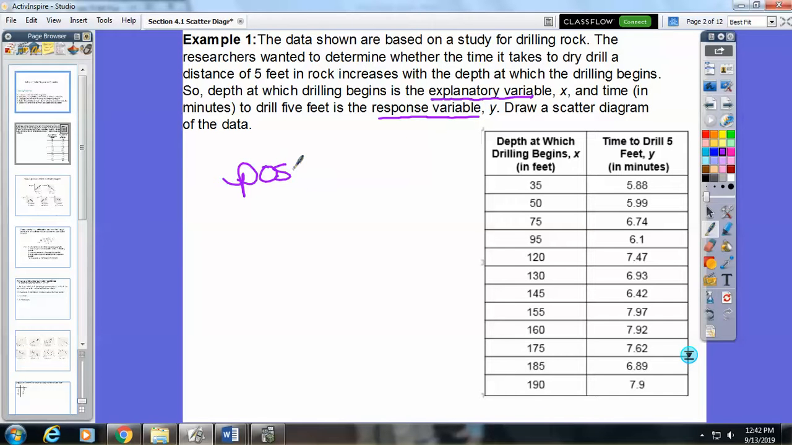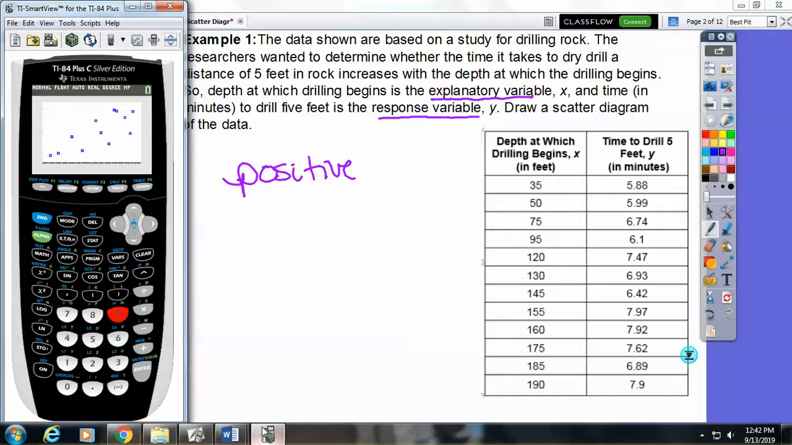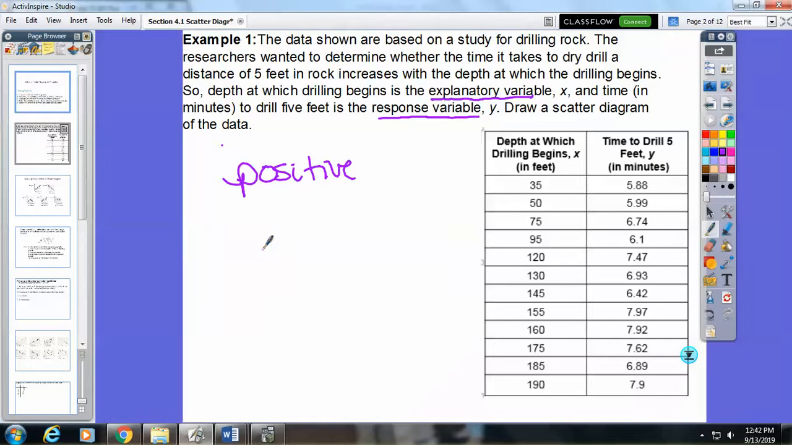It is a positive. Why? Oh, it's going up. Positive. Would you call it a strong or weak, do you think? Weak because they're more spread out. We talk, you know, the closer together they are, the stronger the relationship. Okay, so this is like a weak positive relationship.